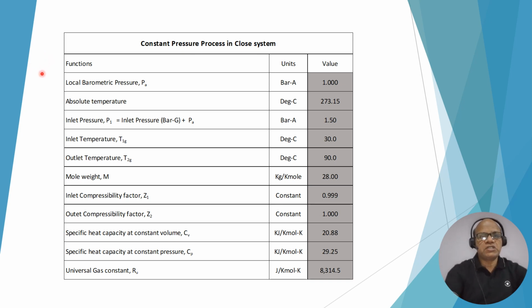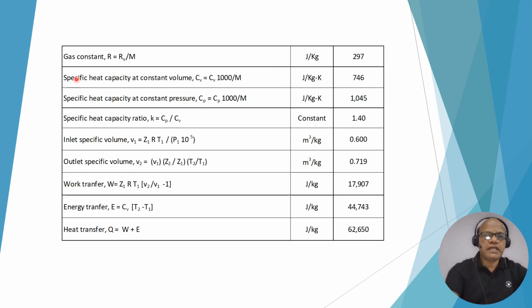This is for the closed system. Barometric pressure is given. Absolute temperature we already know, 273.15. So for inlet pressure, just add the gauge plus this local barometric pressure. It is 1.5. Inlet temperature 30 degrees Celsius. Outlet temperature 90 degrees. Mole weight, Z1, Z2 are given. Cv, Cp both are given. RU universal gas constant is there. Now calculate gas constant R is equal to RU by M. We can calculate, then Cp is also calculated.